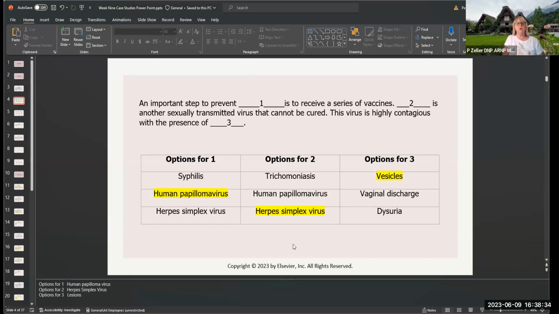And so herpes simplex is a virus sexually acquired that can't be cured. It's a virus, and it resides in the nerve endings in certain parts of the body. And then it's very contagious, especially when there's an outbreak. And those outbreaks are called vesicles. They're fluid filled. They're very painful. And when a male or a female has vesicles, this is when they're able to shed that virus to a partner. Okay.